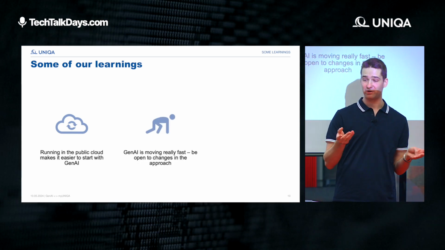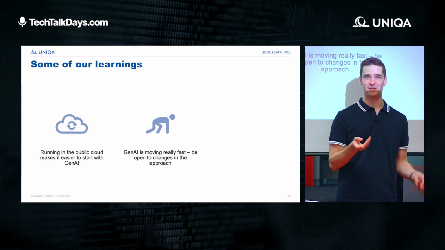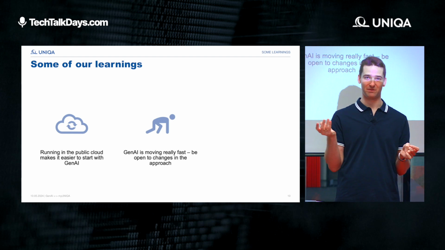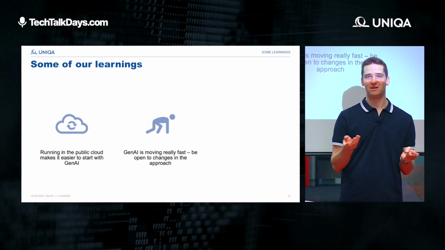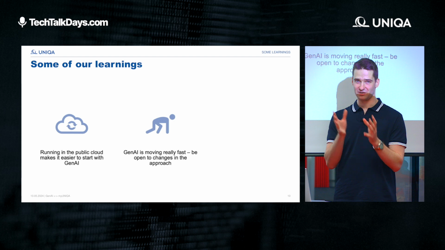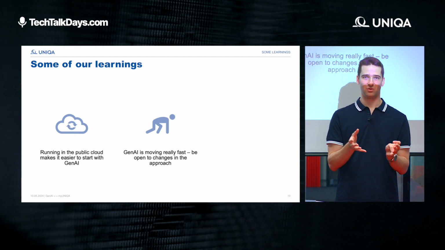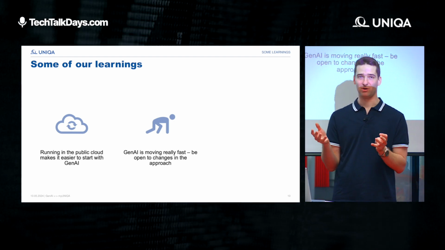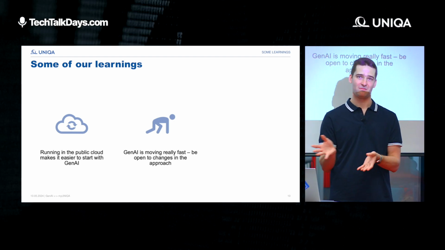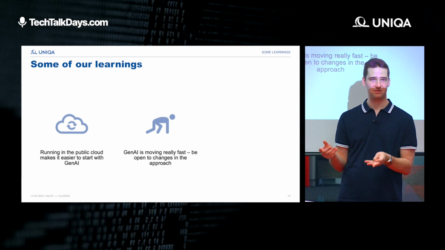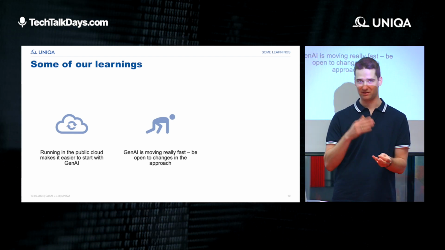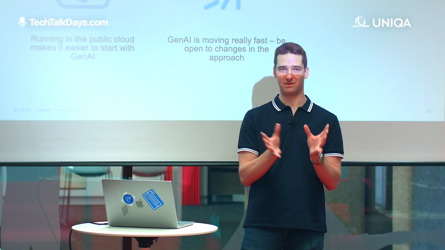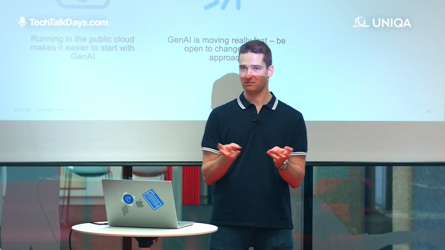The second one is that GenAI is moving really fast. Be open to changes in the approach. This is what I have mentioned before as well. We started with the retrieval augmented generation approach. Then we figured out that we have certain issues that we couldn't overcome at that point with a reasonable amount of effort. And at that point the new models were already coming up with larger context windows. So we gave it a shot, and as it was looking promising, we just continued on this path. And this path led us to a solution which is satisfying.